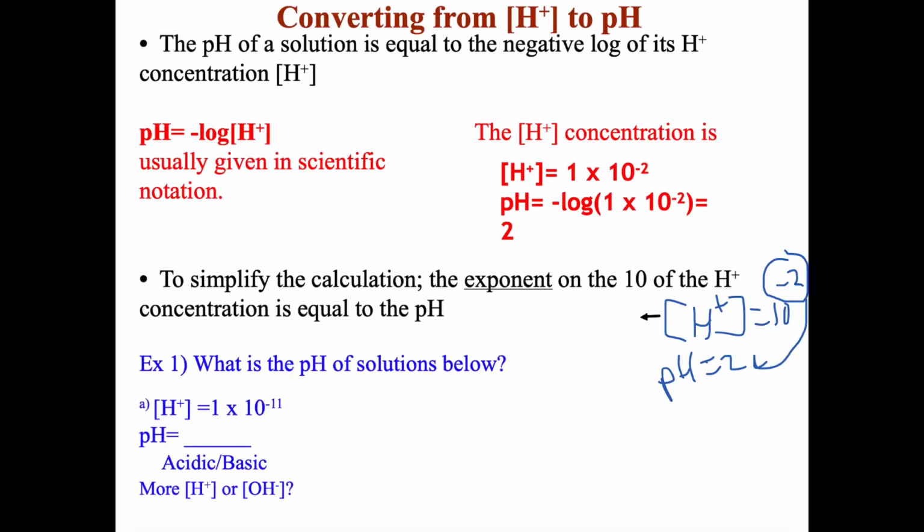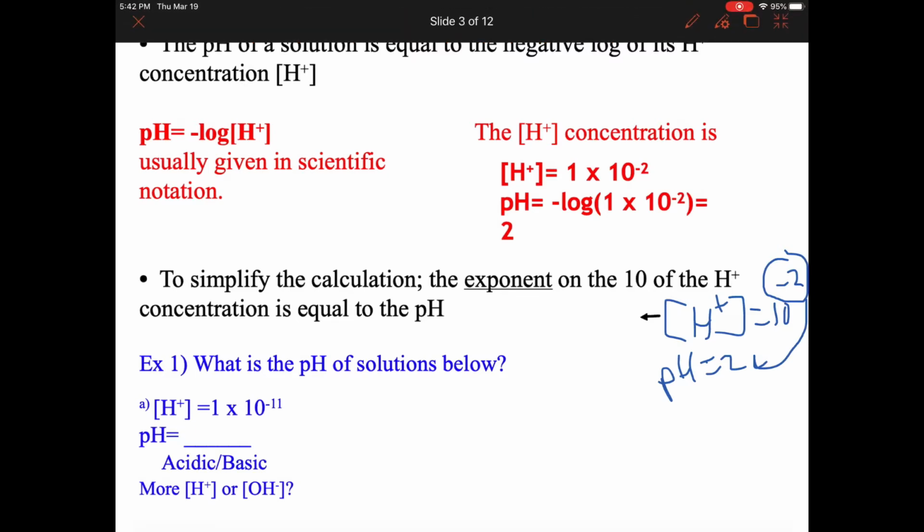So what is the pH of these solutions? If we have 1 times 10 to the negative 11, we're just going to take that exponent, which in this case is negative 11. That tells us the pH. So our pH here is equal to 11. And if we are at 11, which is above 7, that tells us that we are basic and that there's more OH negative. Simple. Just take the exponent. That's your pH. If you're above 7, you're basic. You have more OH negative or hydroxide. If you're below 7, you're more acidic and have more protons or H plus or H3O plus.